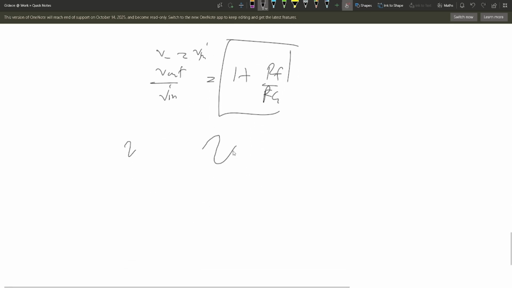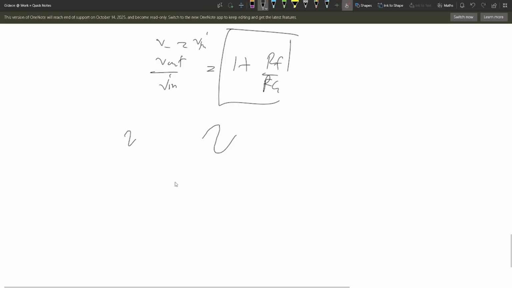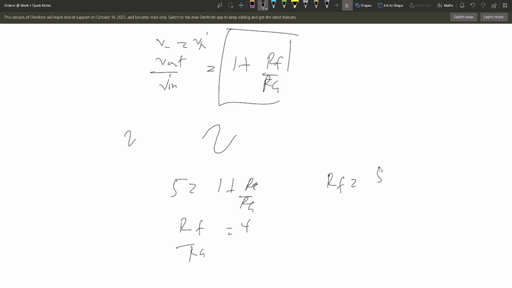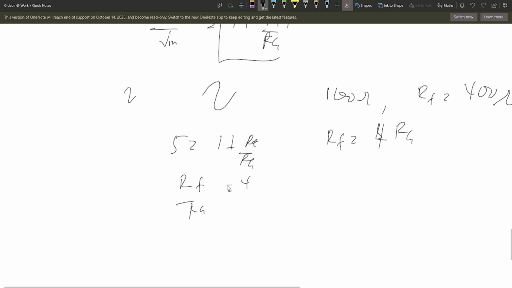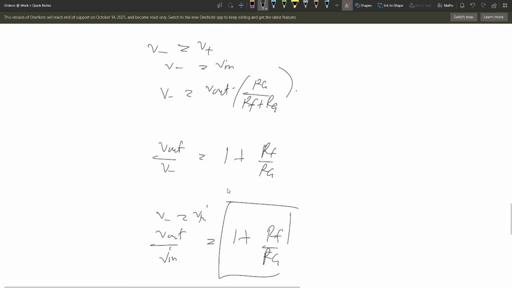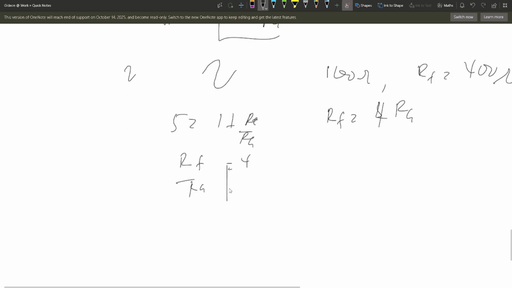Depending on the gain that we want, let's say if you want a gain of 5, we can say 5 is equal to 1 plus Rf over Rg. From here we can solve that equation to get Rf over Rg is equal to 4. So it means that Rf should be 4 times Rg. If you choose Rg to be, let's say, 100 ohms, then our Rf should be equal to 400 ohms for us to get a gain of 5. So basically, that's how the non-inverting amplifier network looks.